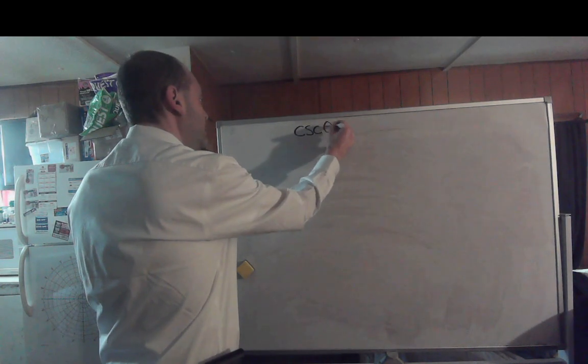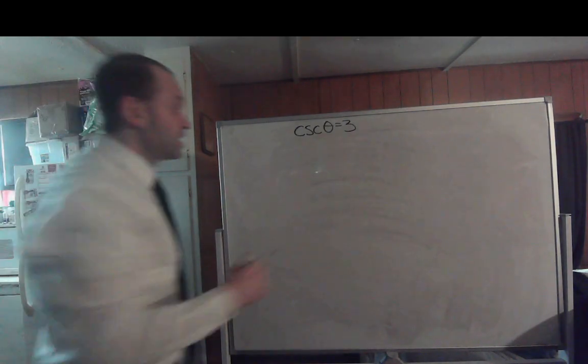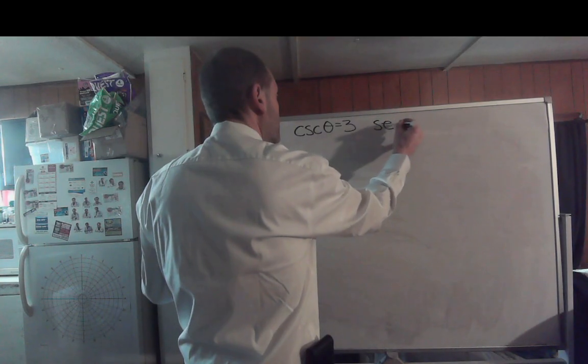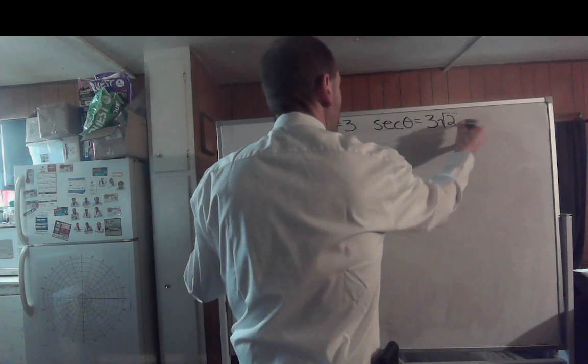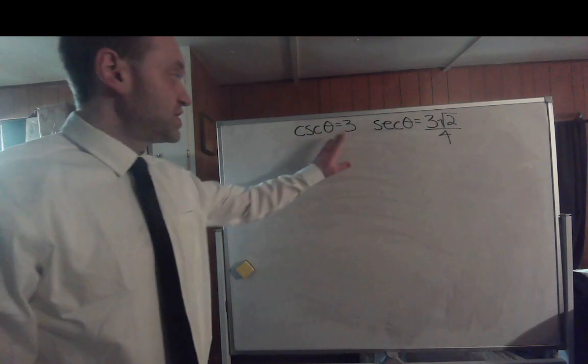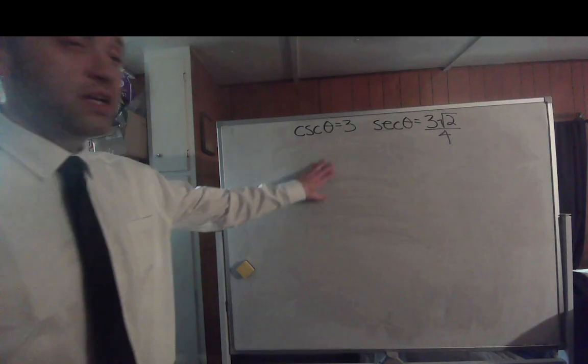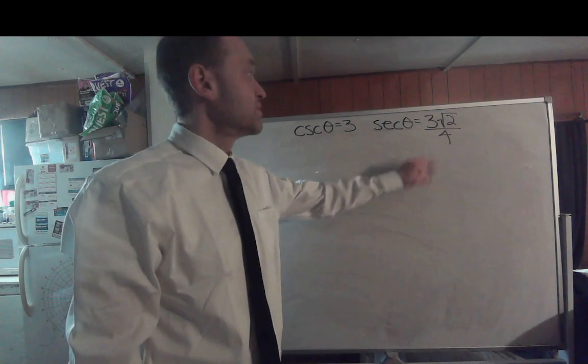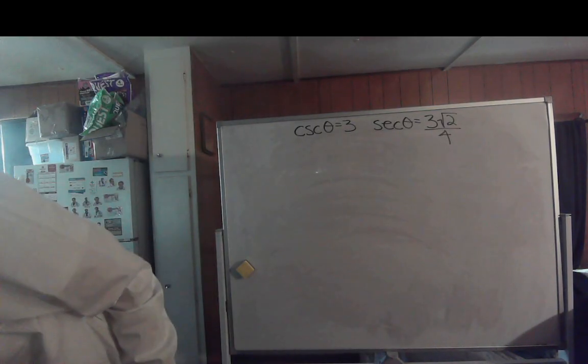So you're given that the cosecant of theta equals 3. You're given that the secant of theta, well, it's not a triangle, they're just two quantities. The secant of theta equals 3 times the square root of 2 over 4. So they give you two values here. They give you the cosecant of theta equals 3. The secant of theta equals 3 times the square root of 2 over 4.